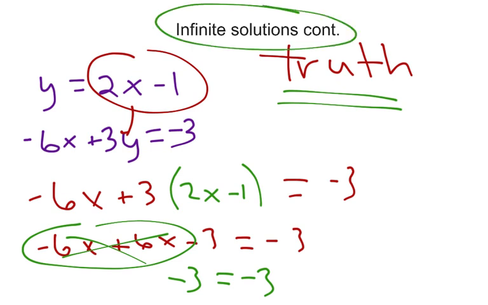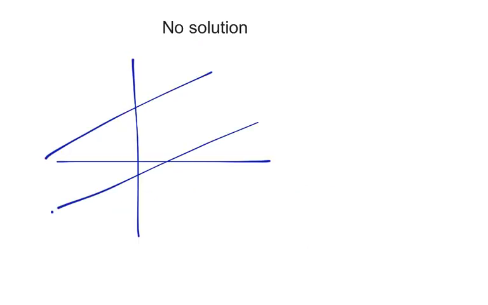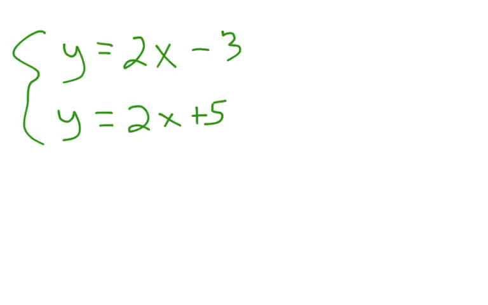And finally, let's go on to the other one. No solution would be when you graph them and they are parallel. That's the key thing, that they're parallel. So parallel is no solution. We need to solve one and see what it looks like when you're dealing with an equation. y equals 2x minus 3 and y equals 2x plus 5. They're parallel lines. They have the same slope.